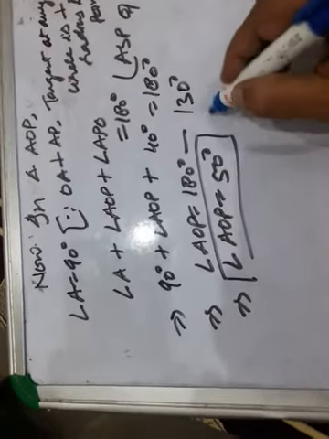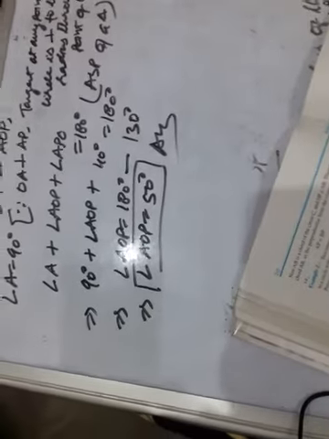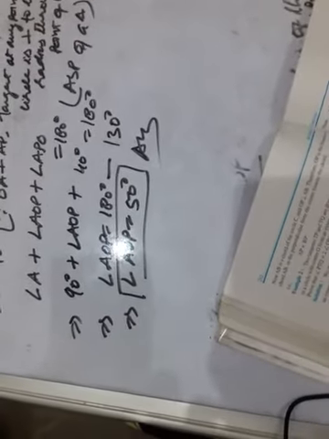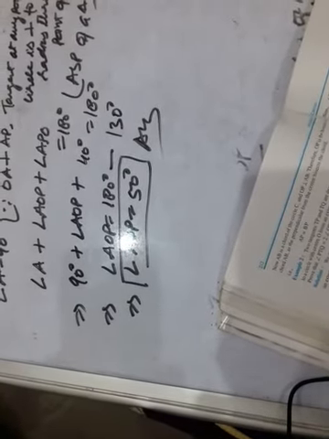Okay children, note down. Clear children? So in this exercise 10.2 we have seen 3 questions. Clear? And 2 important theorems also we have seen.